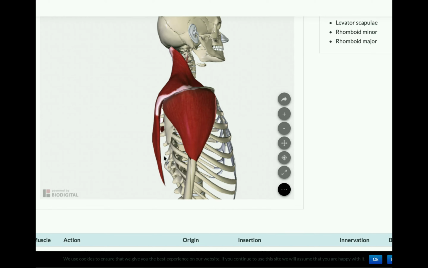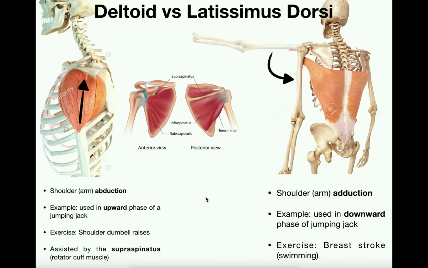So when you talk about the deltoid, we normally think of it as being simply shoulder abduction. But keep in mind, those are mainly the middle fibers. If you have the posterior fibers, they're going to facilitate shoulder extension, bringing the humerus in the direction behind the body, whereas the anterior fibers are going to facilitate shoulder flexion, bringing the humerus in front of the body.